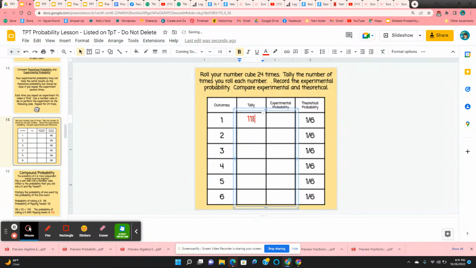So if they roll the number 1 3 times, they roll the number 2 twice. So they're just going to tally how many times rolling the cube 24 times. And then they're going to find out what the experimental probability is, type it in here, and then compare the two.